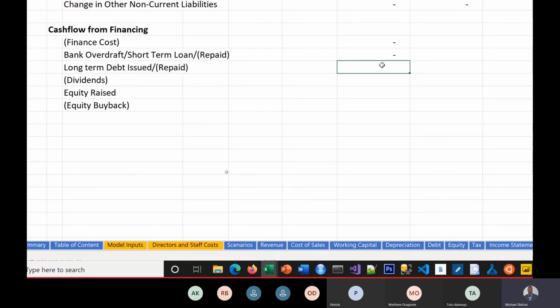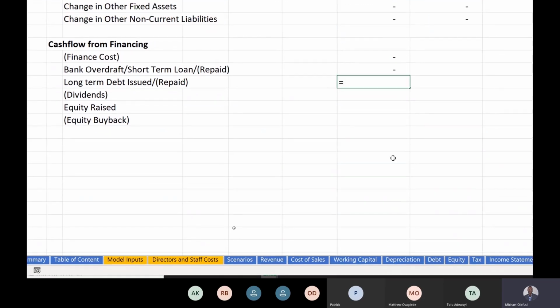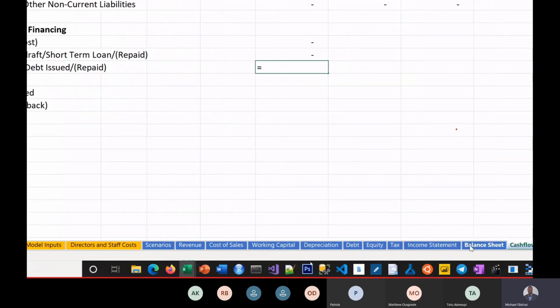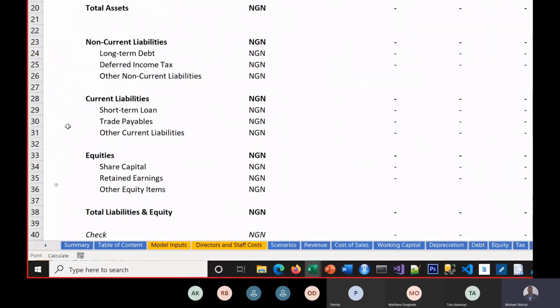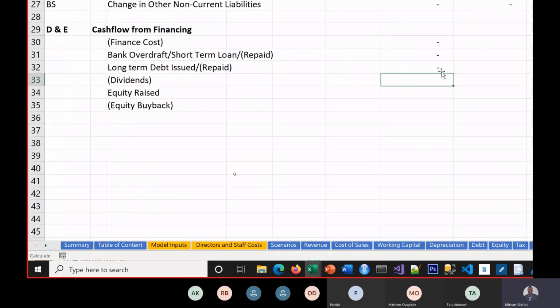Similarly, I do the same for the long-term debt issued or repaid. So go here, long-term debt, this year minus last year. Then dividend.